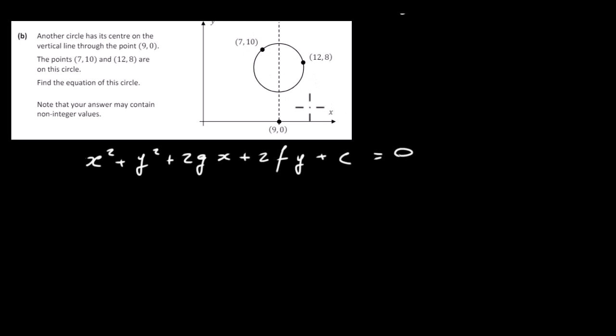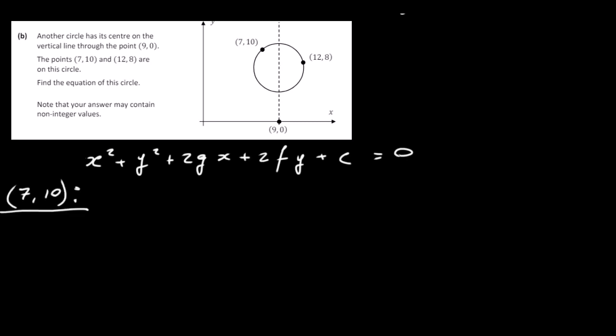Okay, so what I'm going to do here is use the equation of a circle formula. So I'm going to use x squared plus y squared plus 2gx plus 2fy plus c equal to 0. So I'm going to look at putting 7, 10 into this, because 7, 10 is a coordinate on the circle, and 12, 8 as well. So I'm going to put those two into this equation. I'm going to make two equations, and then we'll have a look at the 9, 0 after that. So first thing I'm going to do is put in 7, 10.